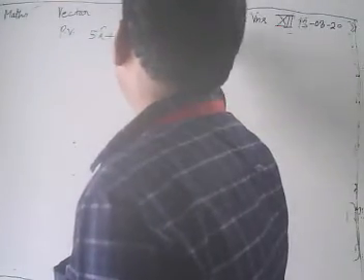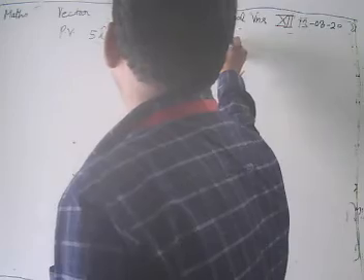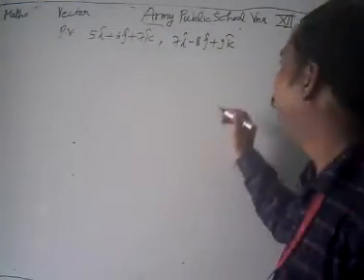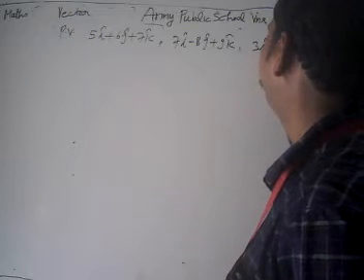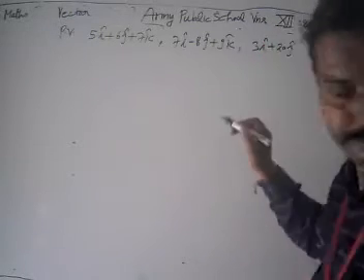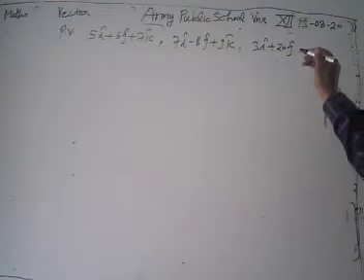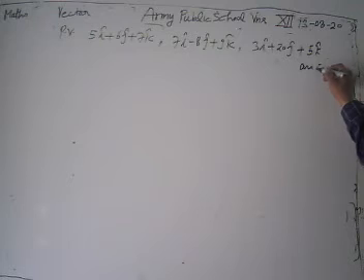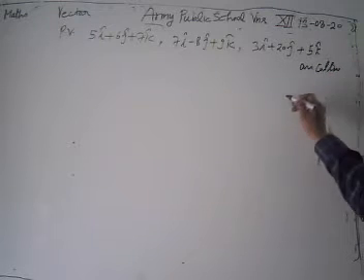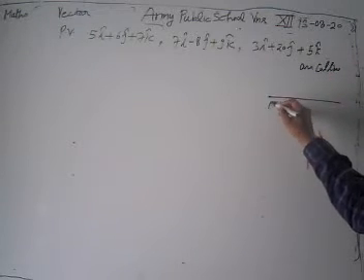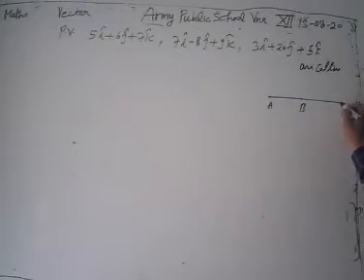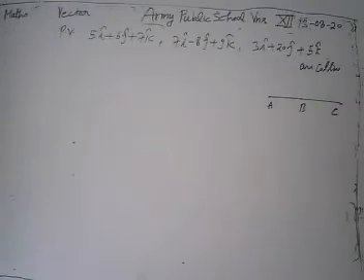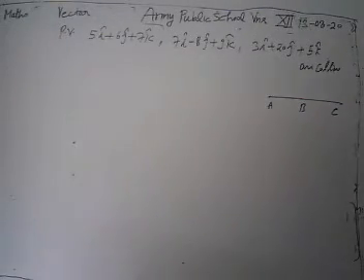7 i cap minus 8 j cap plus 9 k cap, and 3 i cap plus 20 j cap plus 5 k cap are collinear. Collinear means the three points A, B and C are collinear to each other.